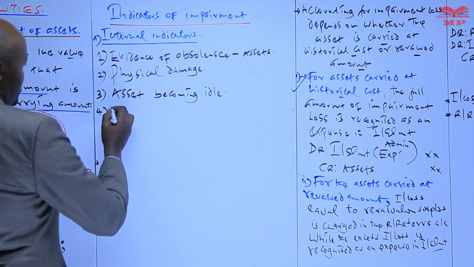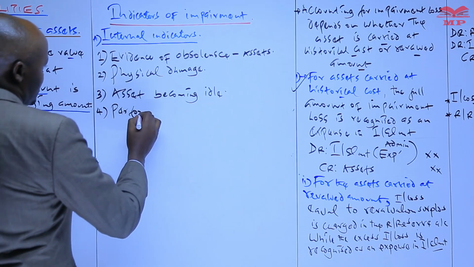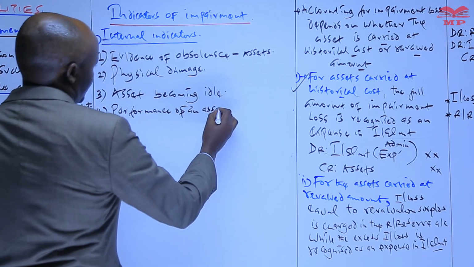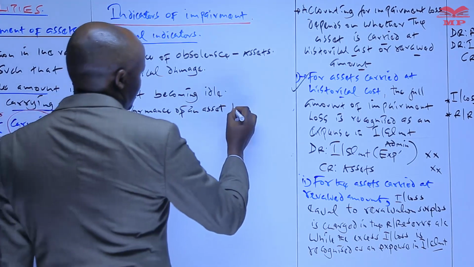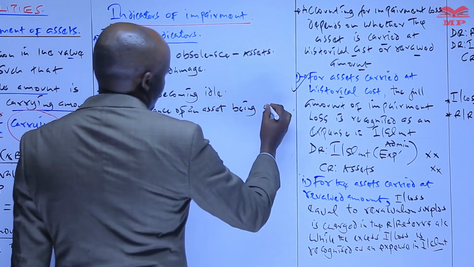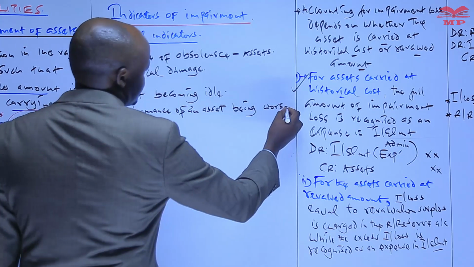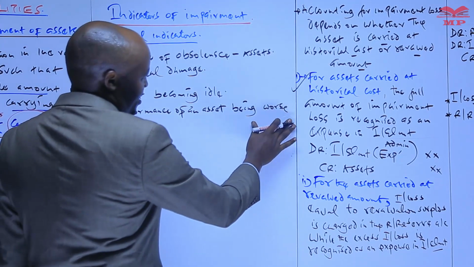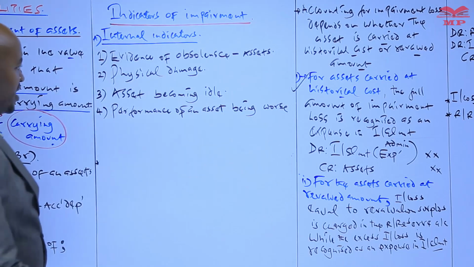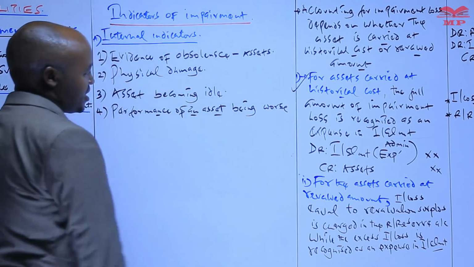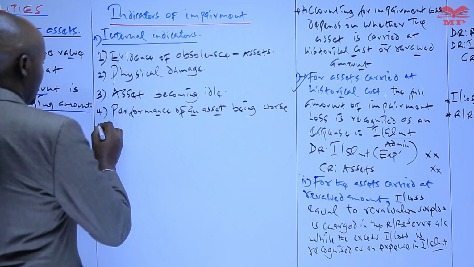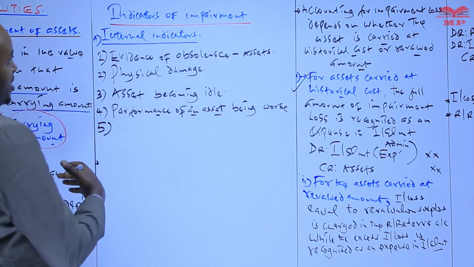Number four is where the performance of an asset is worse than what was previously expected. Maybe the company had acquired an asset and the company had some expectation regarding the performance of that asset, but now the asset is performing worse than what was initially anticipated. So that is the other factor which shows that the asset could be impaired.